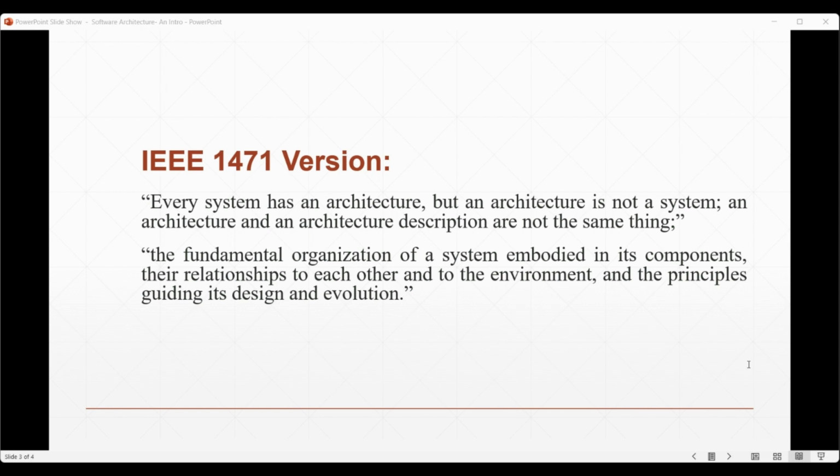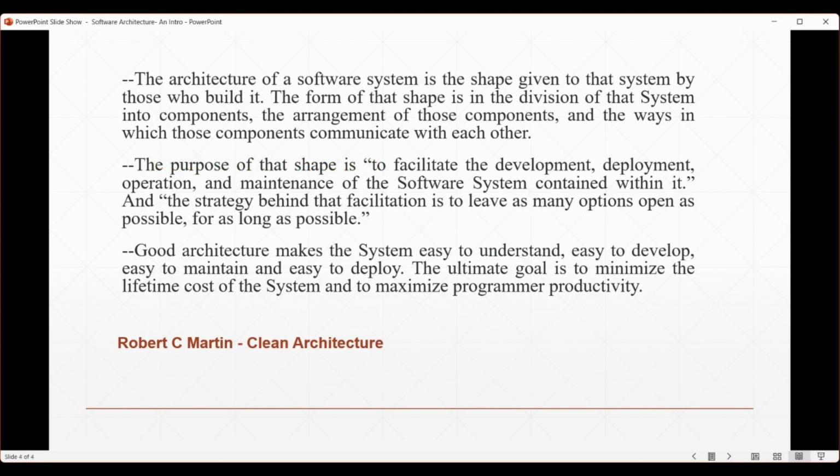So, the term software architecture has different meanings to different people. But the cleanest one, in my view, comes from Robert C. Martin's book, Clean Architecture, where he writes the architecture of a software system is the shape given to that system by those who build it. The form of that shape is in the division of that system into components, the arrangement of those components, and the ways in which those components communicate with each other.